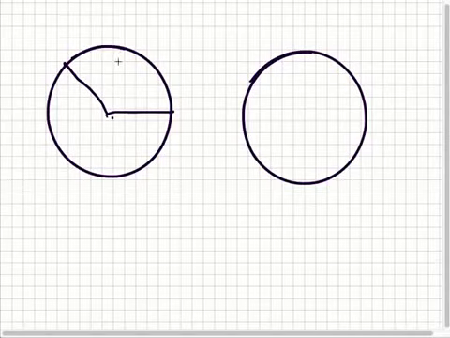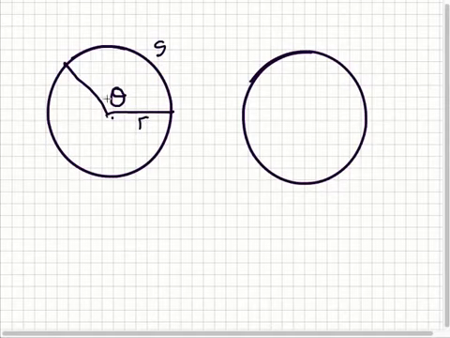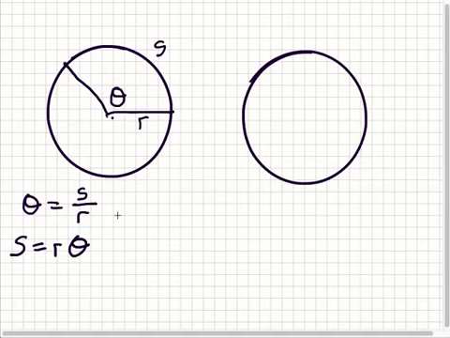We discussed arc length when we were defining radians. If we know either the angle, the arc length, or the radius, we can find the third item. I defined the angle theta in radians as the ratio of the arc length to the radius. This also means if we multiply both sides by r, we find that the arc length is the radius times the angle in radians. We have to use radians with this formula.